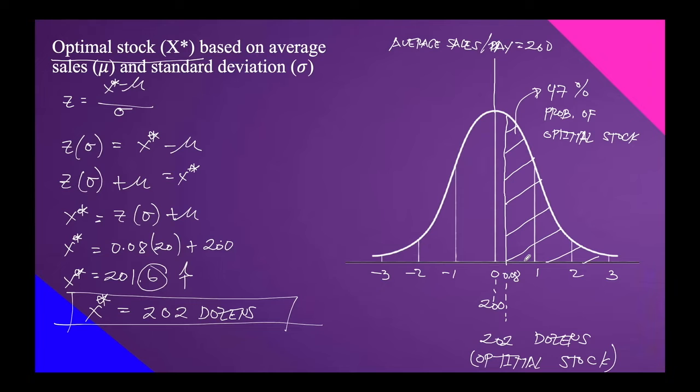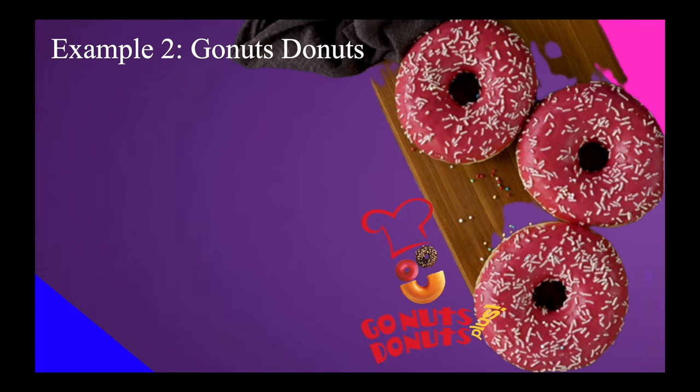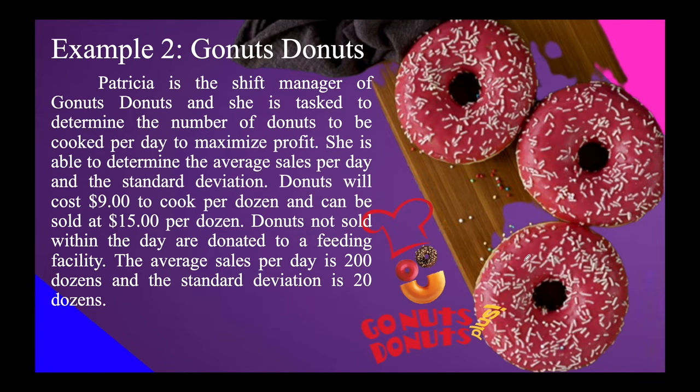If hindi pa, let's have our second example. Almost the same lang ito with the Dunkin' Donuts. So, I hope you're familiar with Gonuts Donuts. So, Gonuts Donuts. We have here Patricia, which is the shift manager of Gonuts Donuts, and she is tasked to determine the number of donuts to be cooked per day.